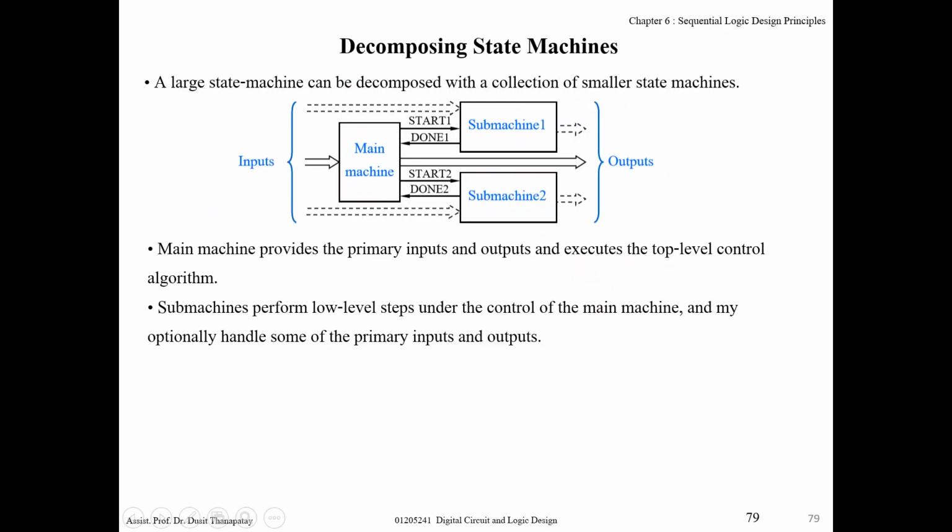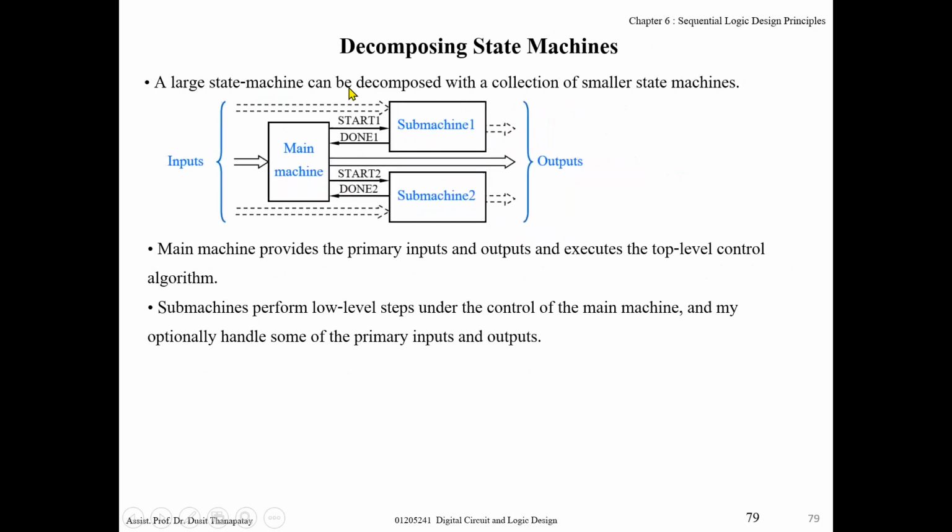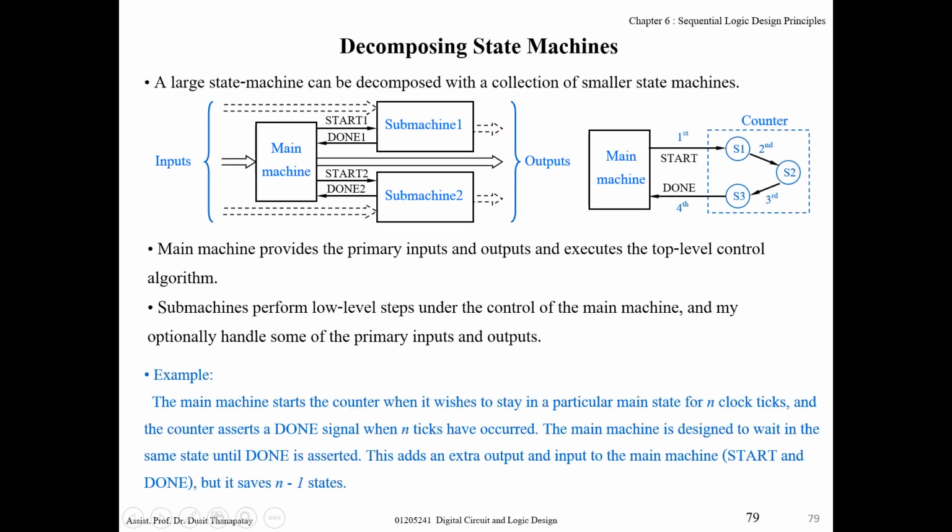For example, a counter is often used. The main machine may go to some step and let this counter start to count. We count 1, 2, 3, and then back to the main machine to do something for the next step of the process. It's something like this.